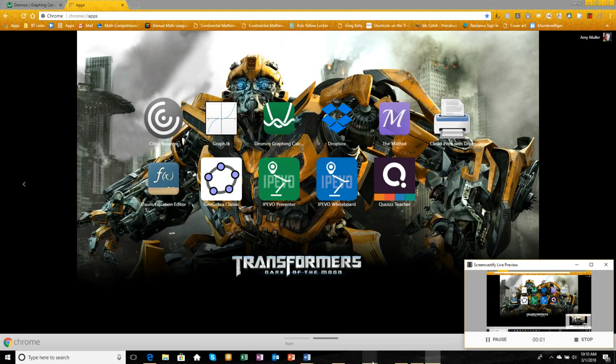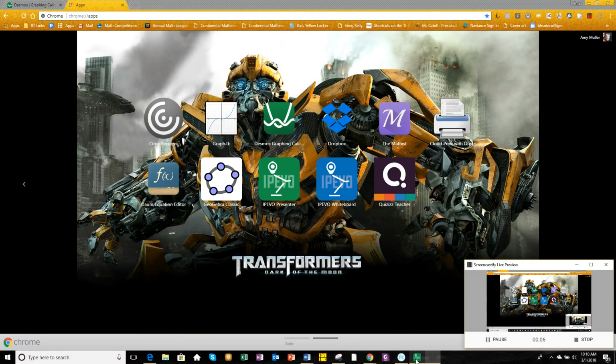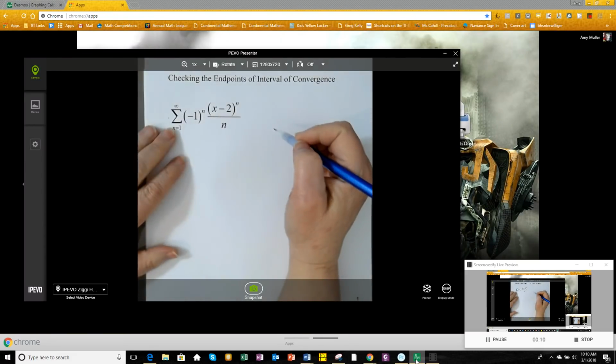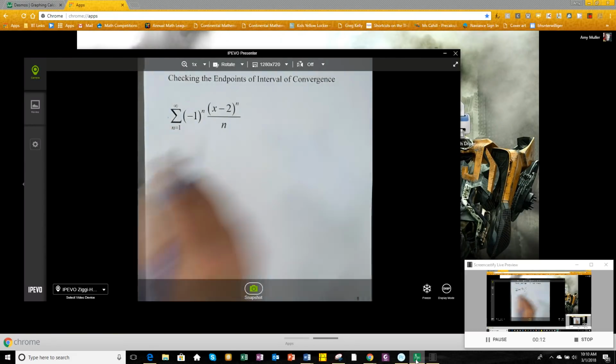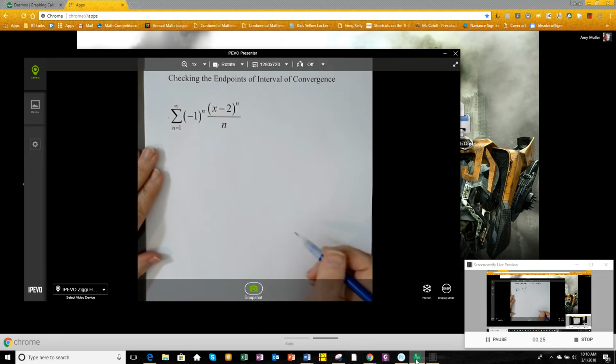Right, today what we're going to do is talk about checking the endpoints of our intervals of convergence for power series. Now, up to this point, we haven't really worried much about the endpoints of the interval of convergence. However, there are special cases when the endpoints will also converge, and the series will have an interval that is closed on one end and open on the other, or closed on both ends.